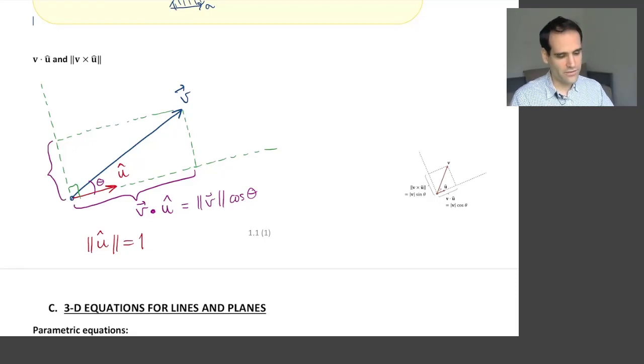Well, the length would be the norm of v times the sine of the angle between them, right? So one way to do it is to calculate the norm of the cross product between v and the unit vector u, for a similar reason as with the dot product. The norm of this is the norm of v times the norm of u times the sine of the angle. And since the norm of u is 1, you just get the norm of v times the sine of the angle.